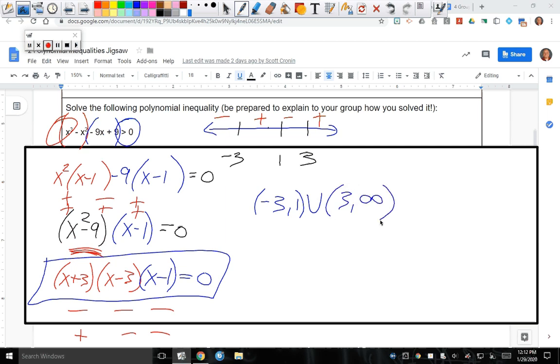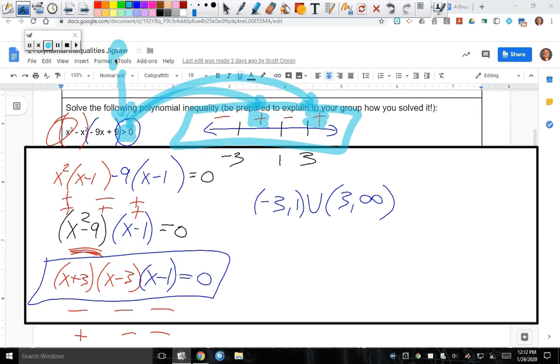Perfect. Wait, why do we put negative 3? Because we want to find where the answers are positive. Where the answer is greater than 0. Nope, it's not where it's greater than 0. The whole thing that we did here was to see when it is positive.